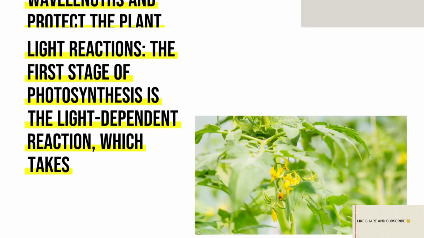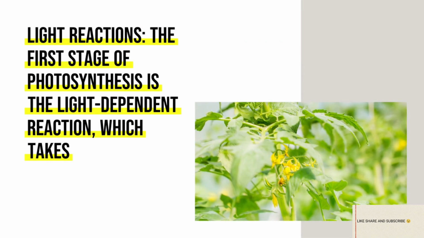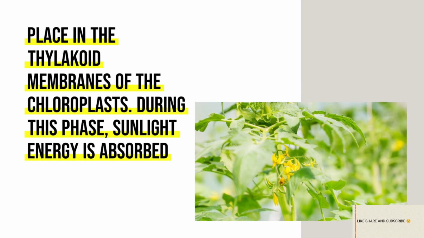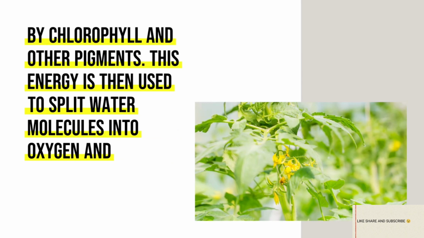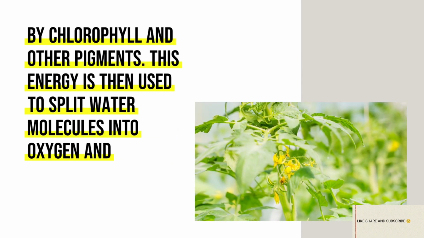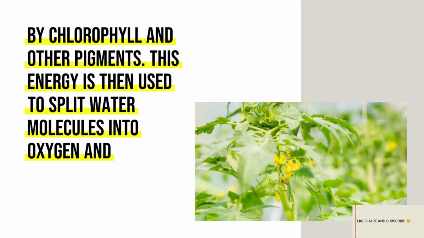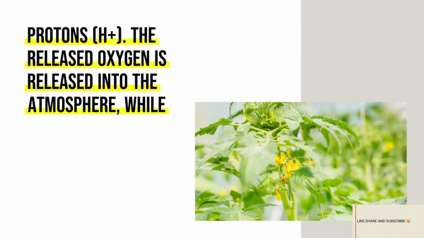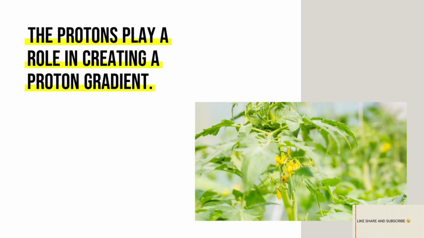Light reactions. The first stage of photosynthesis is the light-dependent reaction, which takes place in the thylakoid membranes of the chloroplasts. During this phase, sunlight energy is absorbed by chlorophyll and other pigments. This energy is then used to split water molecules into oxygen and protons, H+. The released oxygen is released into the atmosphere, while the protons play a role in creating a proton gradient.